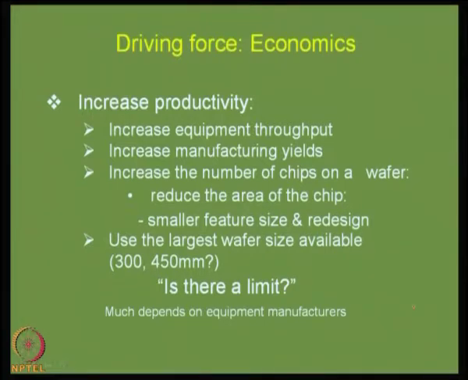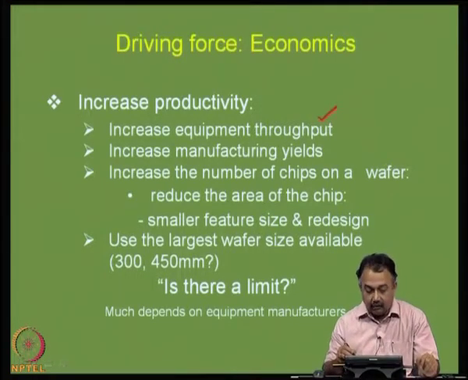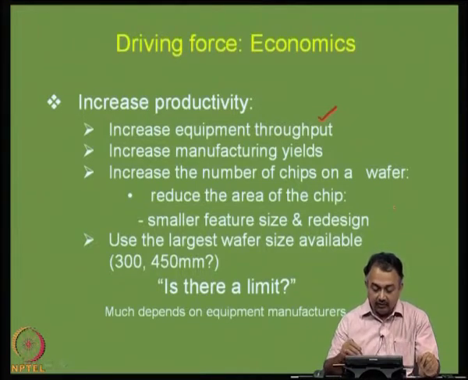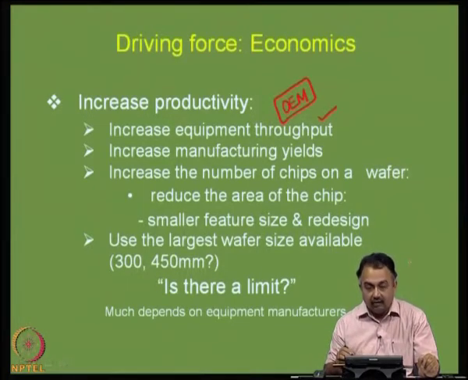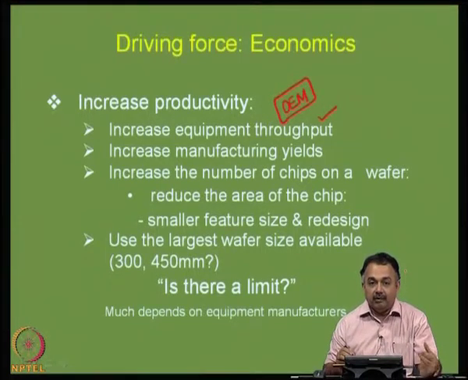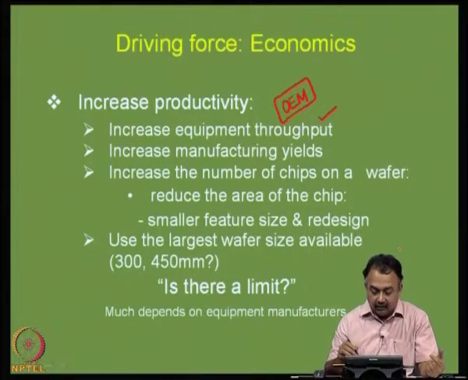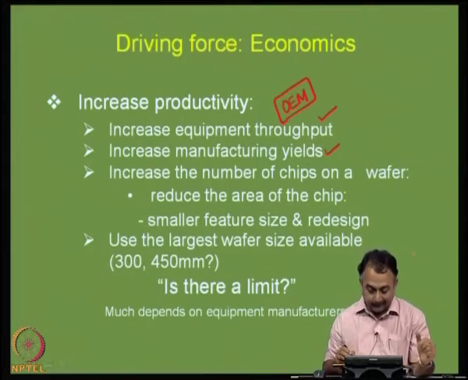How to increase productivity? Increase equipment throughput. So, you need to have more equipments and high throughput yielding equipments. So, the original equipment manufacturers, OEMs as you call them, have a great part to play in the definition of the roadmap, because without the equipments that can give these kind of well defined feature sizes on semiconductor devices, we would not be able to achieve this kind of economic growth. The yield should be very high, overall yield, that means fewer defects.